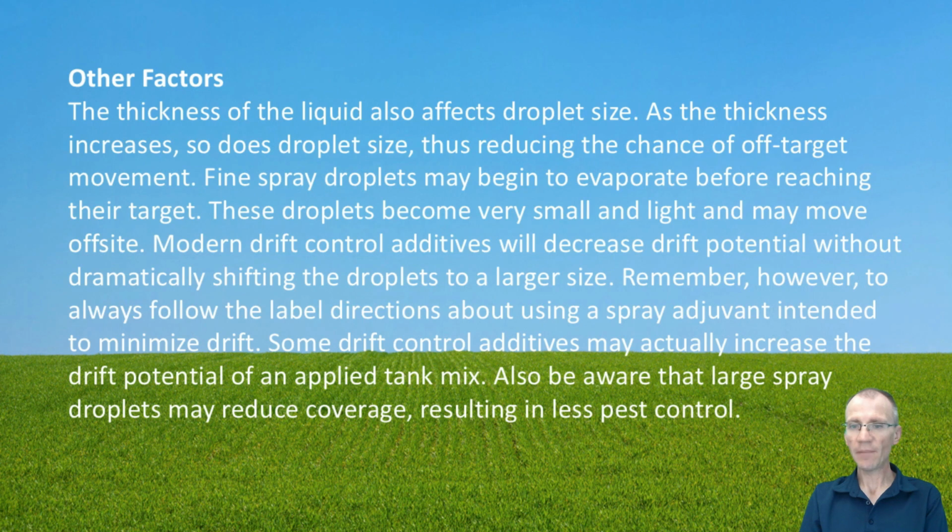Fine spray droplets may begin to evaporate before reaching their target. These droplets become very small and light and may move off-site. Modern drift control additives will decrease drift potential without dramatically shifting the droplets to a larger size. Remember, however, to always follow the label directions about using a spray adjuvant intended to minimize drift. Some drift control additives may actually increase the drift potential of an applied tank mix. Also, be aware that large spray droplets may reduce coverage, resulting in less pest control.